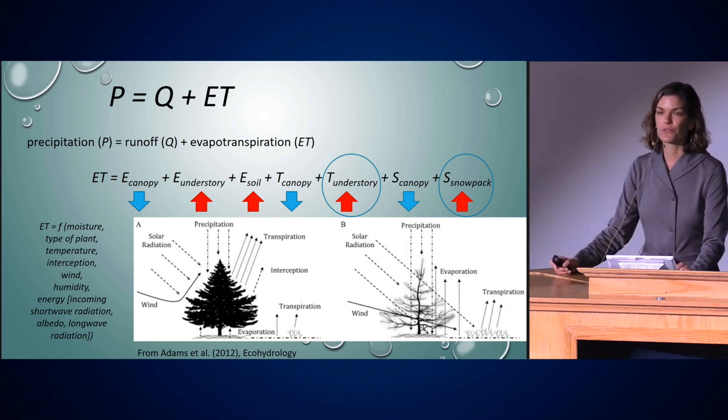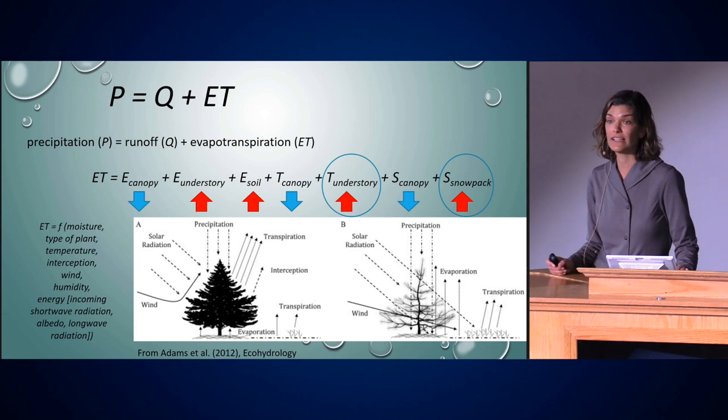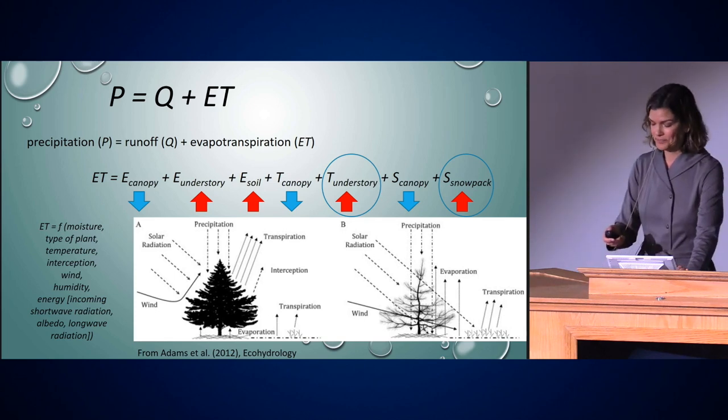So the main drivers were really transpiration of surviving vegetation, especially advanced regeneration of trees in the understory, as well as sublimation of the snowpack. And that's driven by radiation.